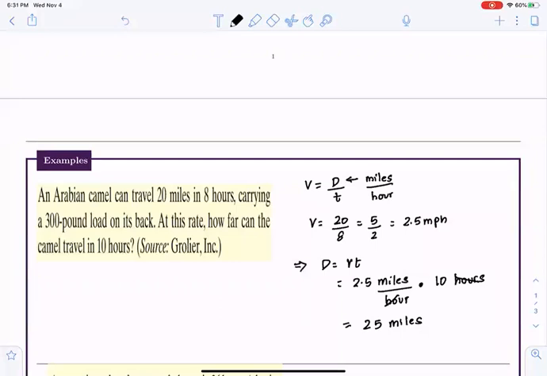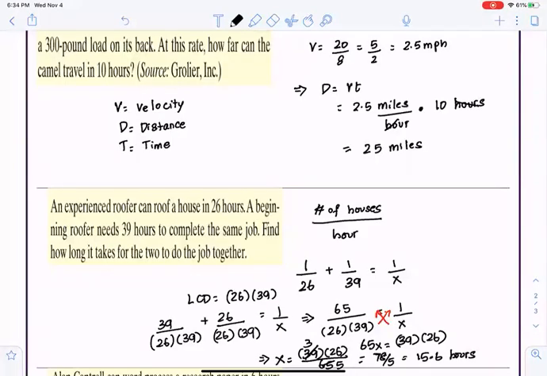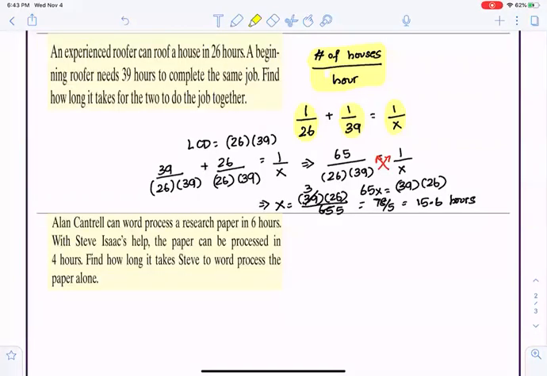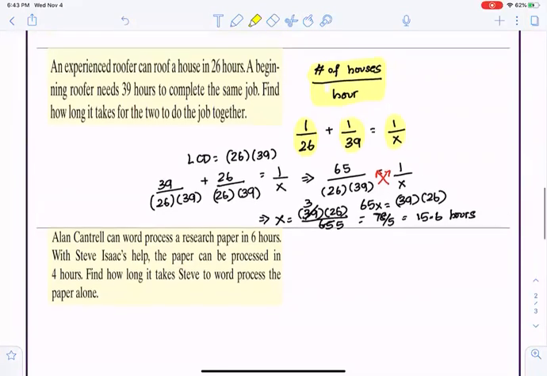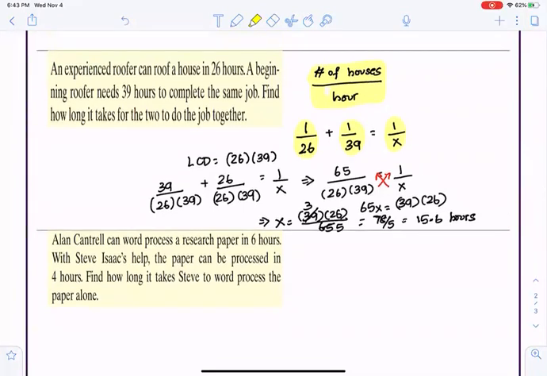So V is the velocity, D is the distance, and T is time. So the problem comes down to setting things up properly. So the concept, though, is the same.